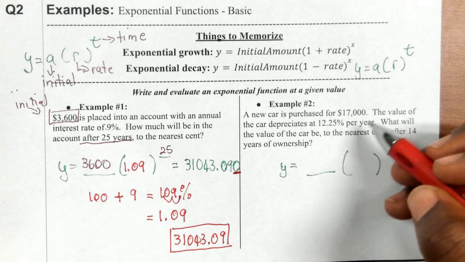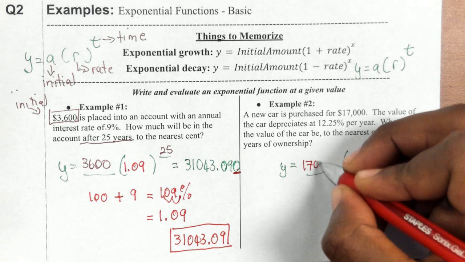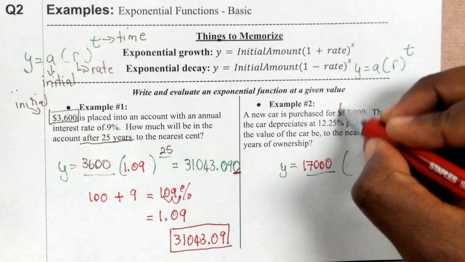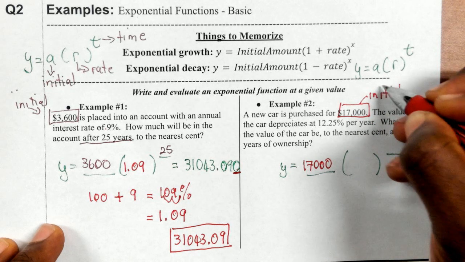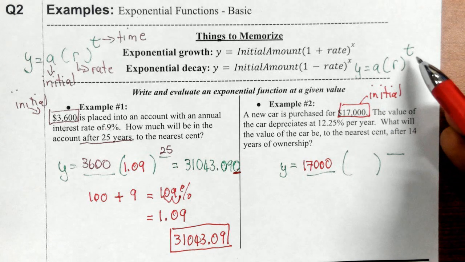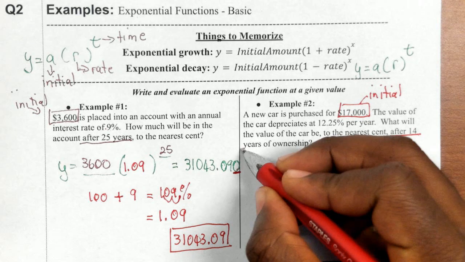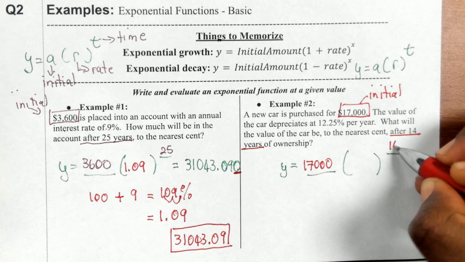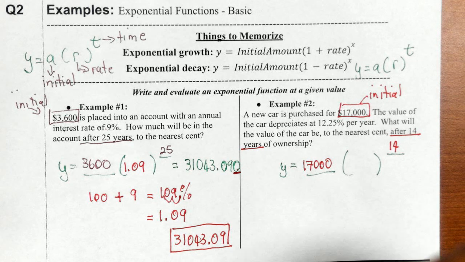So this 17,000 is what we bought the car for. That's going to be your initial, okay? So again, this is my initial. That's what I started with. Now we're going to try to figure out time, because time is the next easiest thing to figure out. It says after 14 years, that 14 represents time because it's the number of years. Now we're going to calculate the rate.